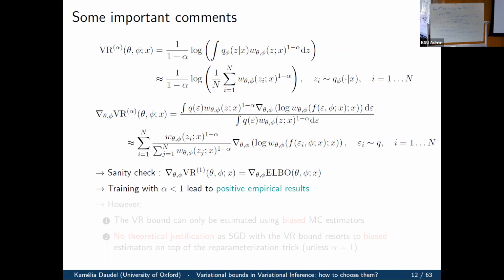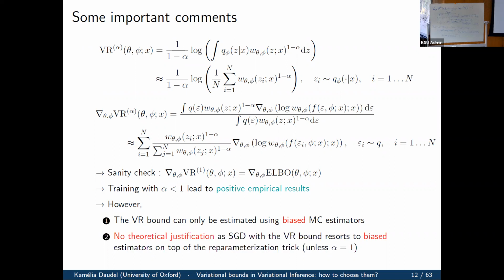So it kind of confirms what we're saying, as in it's important to play with this regularization term. However, and now I think it was Daniel, we go back to the problems that might arise when we work with this variational Rényi bound. The first one is that the VR bound can only be estimated using biased Monte Carlo estimators due to this log function. This could be one problem, but it's actually not the worst, because you think, okay, it's just a biased estimator, but maybe if I take n large enough, it's not too bad.